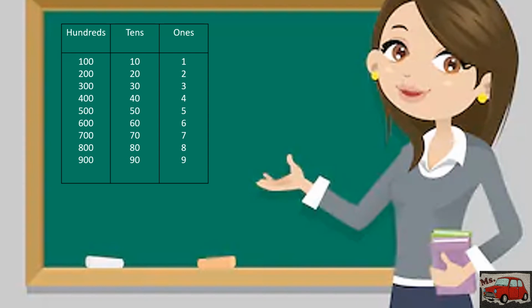Ngayon, paano pagsasamahin nyo si tens tsaka si ones? Like, for example, 10 tsaka si 1. You call that 11. 20 tsaka si 2, 22. 30 tsaka si 3, 33. 40 plus 4, 44. 50 and 5, 55. 60 and 6, 66. 70 and 7, 77. 80 and 8, 88. 90 and 9, 99.